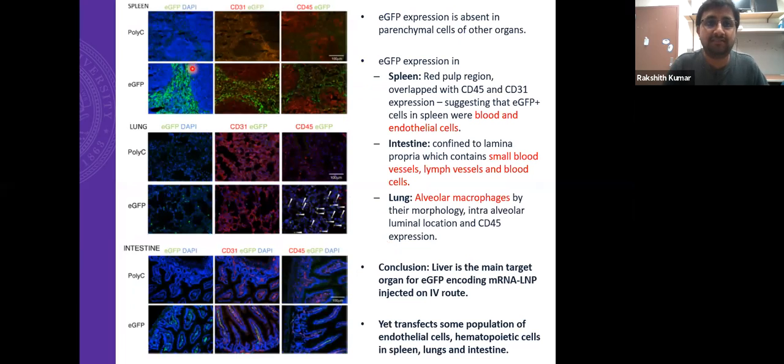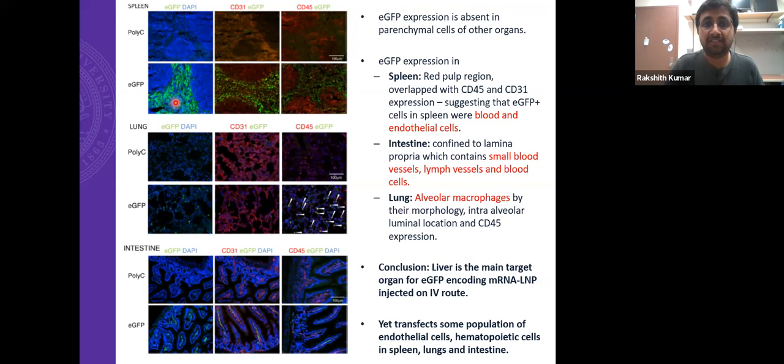And they did the same staining in case of spleen tissue, lung tissue, and intestine tissue. In spleen, the poly-C controls were negative because they didn't contain fluorescence, and the lipid nanoparticle is always negative. The spleen didn't show any fluorescence in the parenchymatous region, nor did the lung or the intestine. But in spleen, only the red pulp region was showing the green fluorescence.